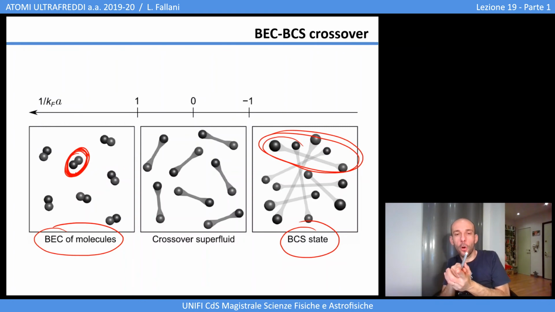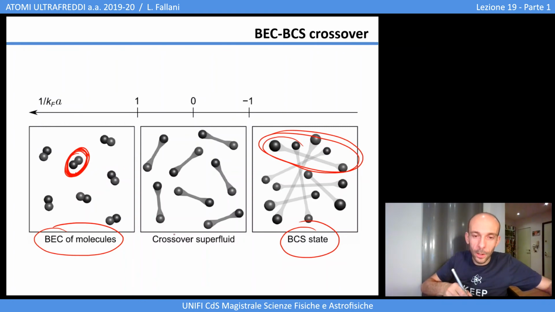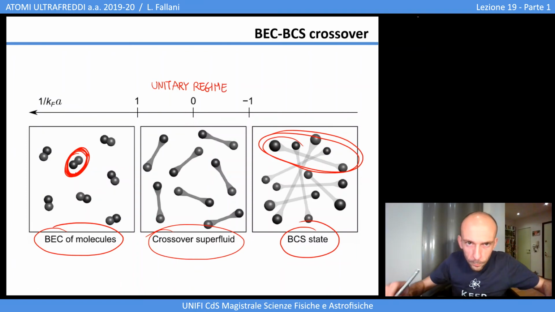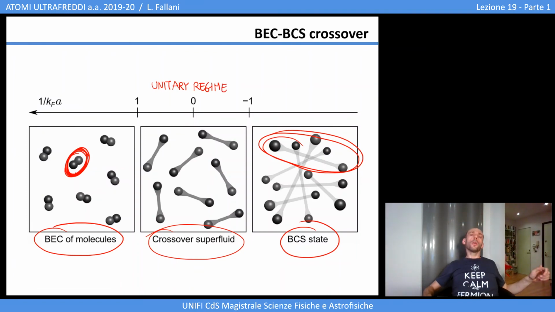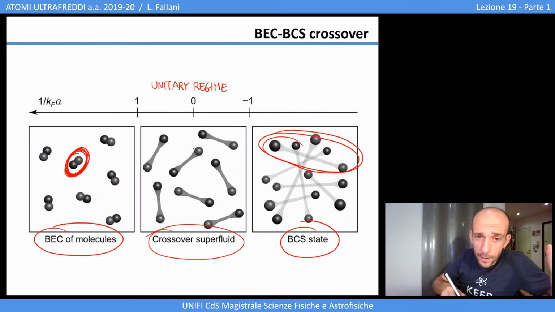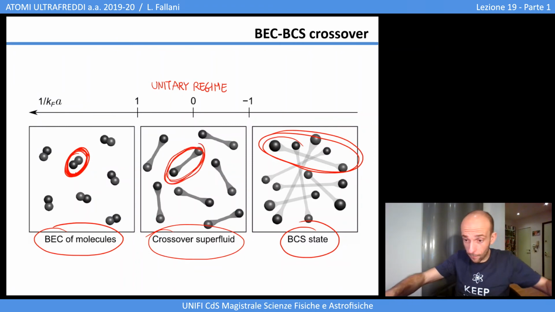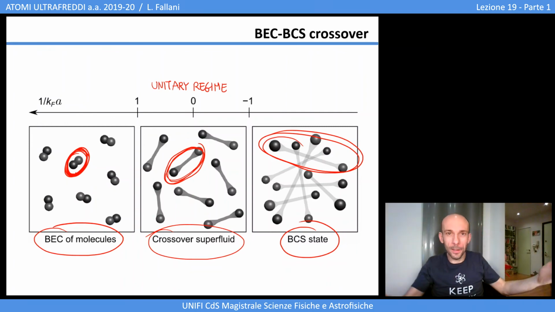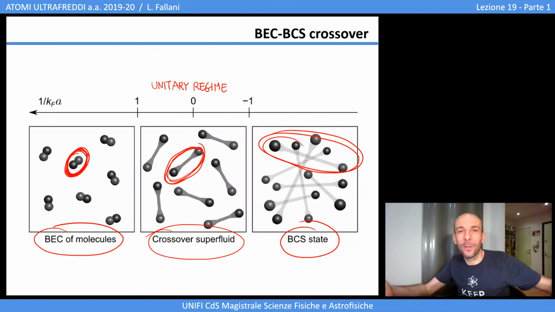When interactions are very strong, you have a regime that is called the crossover regime, or in other words, it is also called the unitary regime, because of some properties of the many-body state that I will not touch in any detail. So you always have this superfluidity. In this intermediate regime, interactions are very strong, and basically everything is interacting with everything. So it's a very complicated system where interactions between the particles are the strongest possible.